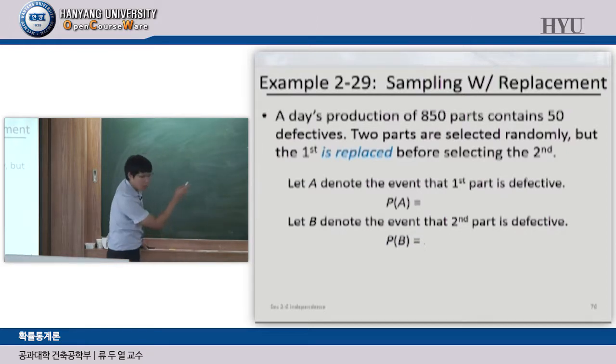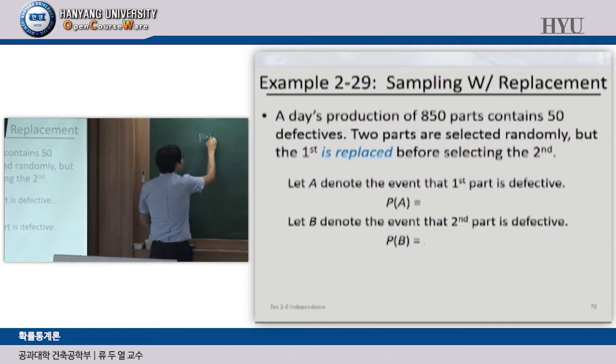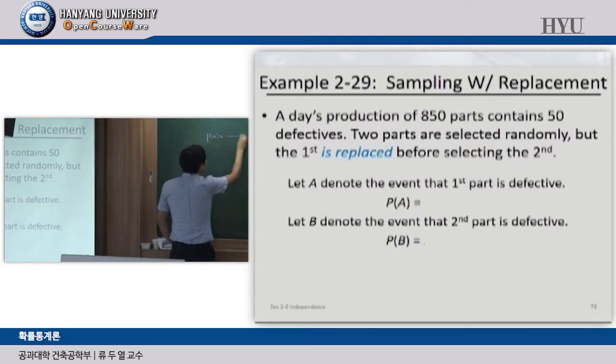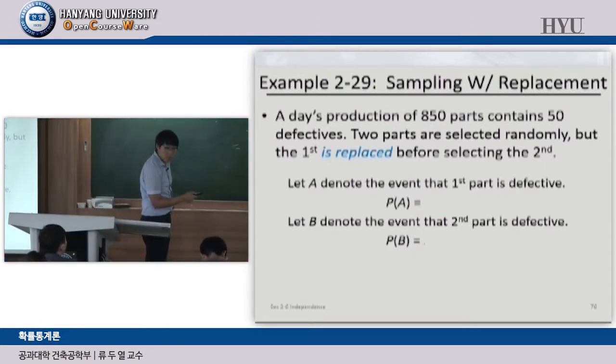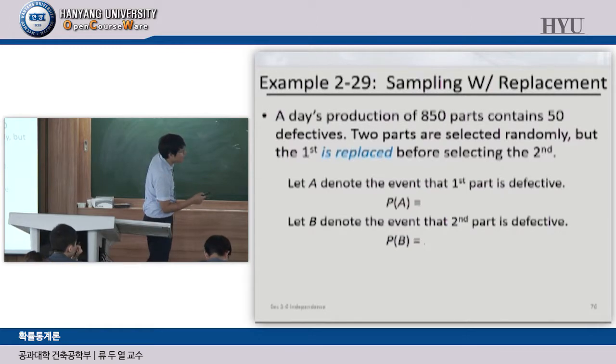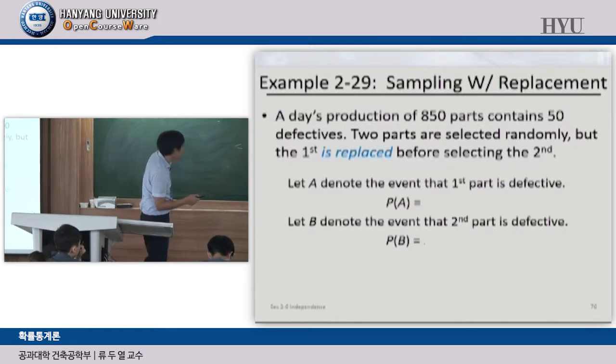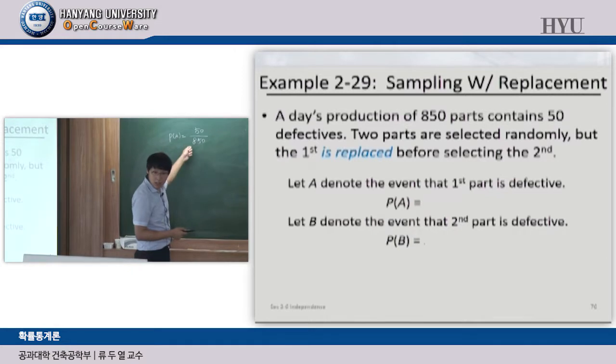So the probability of A equals 50 divided by 850, right? Because we have 50 defective among 850 parts. So the probability of selecting the defective at the first time will be 50 divided by 850, okay?